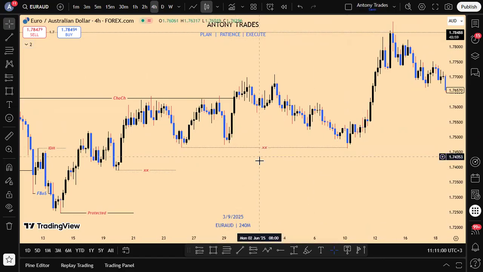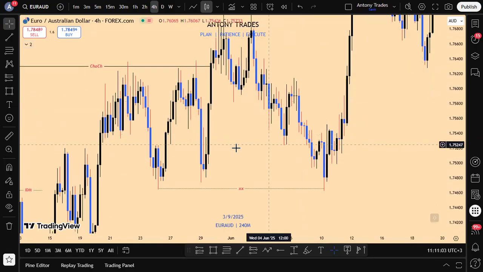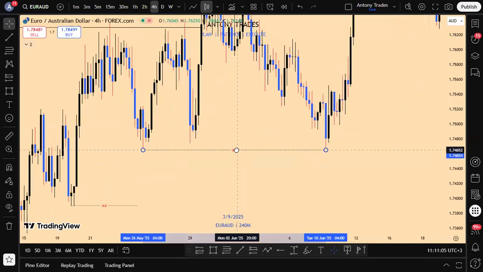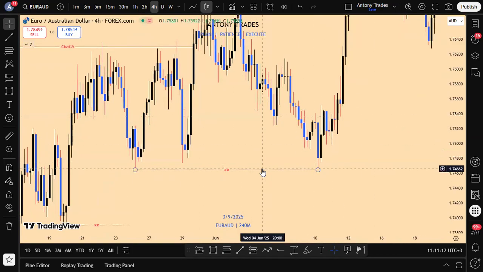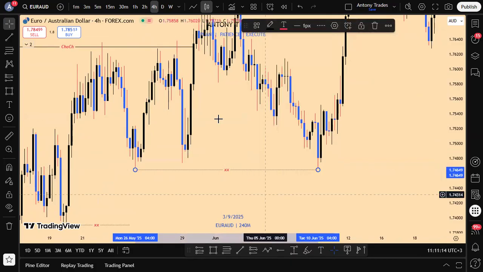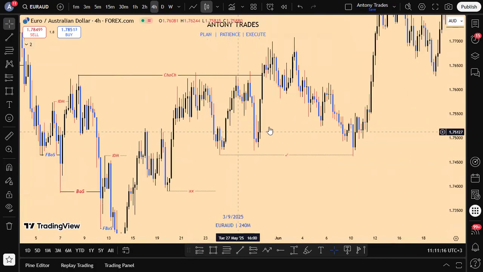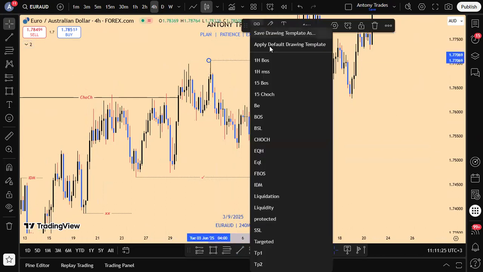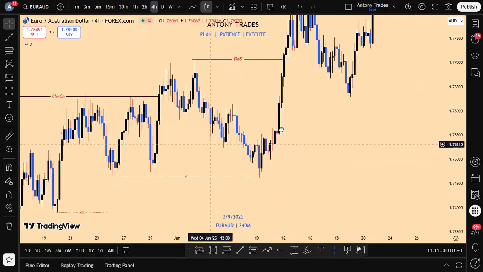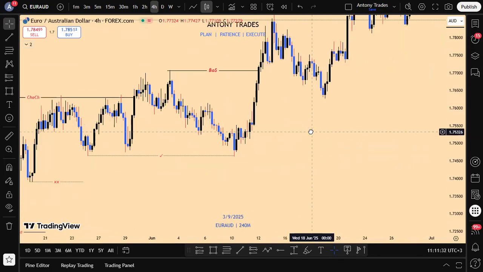Let me mark it well. If I zoom in, you'll find that the low of this candle swept liquidity below this low before pushing to the upside. So this is a sweep of liquidity. Then after that sweep of liquidity, what do we see? We have a break of structure. Very nice, guys, very nice and very easy. Nothing complicated.